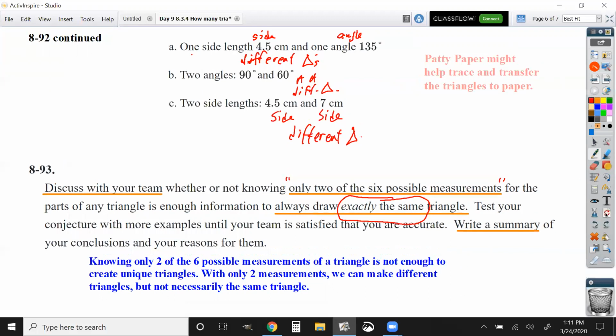As we get further into this, so day 2 of this, we're going to be looking at whether or not 3 sides or 3 angles or 3 parts is enough to make unique triangles.